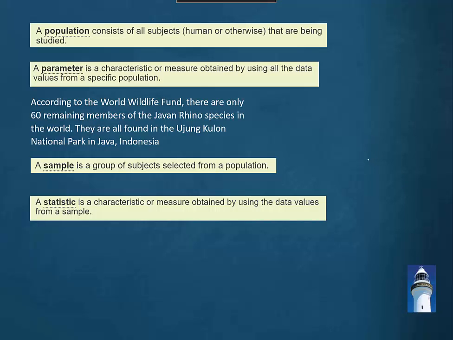According to the World Wildlife Fund, there are only 60 remaining members of the Javan rhino species in the world. They are all found in the Ujung Kulon National Park in Java, Indonesia. Let's suppose that we want to study the length of this particular species. There are only 60 remaining members, and it is feasible that we could observe each member of this species from a distance and use a triangulation method in order to calculate the length. And then if we were to calculate the mean from that data set, this would be a population mean, since we would be using all of the members of this species, and we would use the symbol mu.